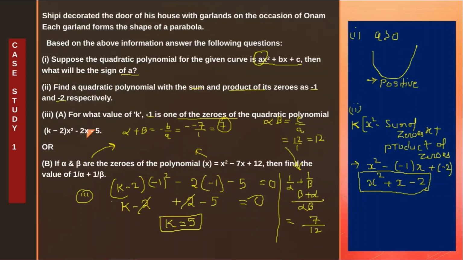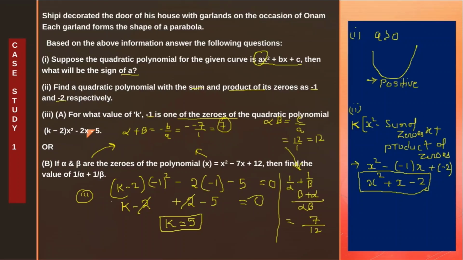Let's explore a case study based on a simple yet beautiful decoration, garlands shaped like parabolas on a door during Onam. We're asked to think about the quadratic polynomial that describes such a curve. First, what can we say about the sign of the coefficient in x squared plus bx plus c? Then, we'll find a quadratic polynomial given the sum and product of its zeros.